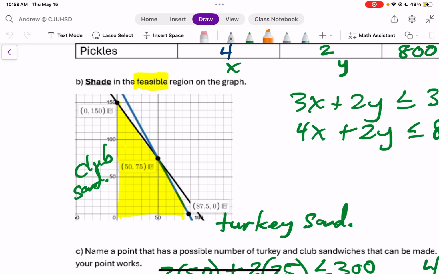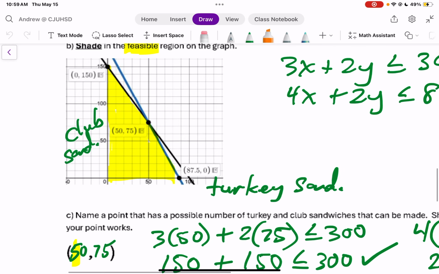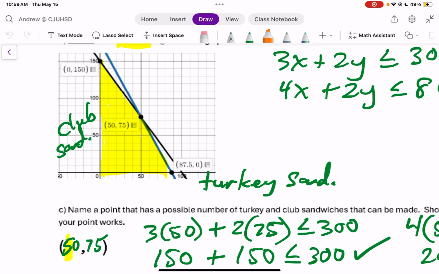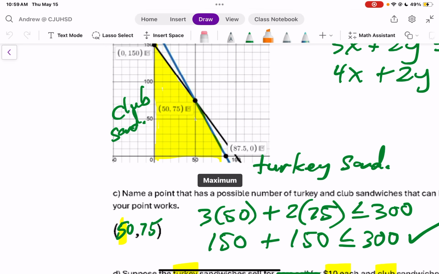There's 0, 150, that means make all club sandwiches. There's 50, 75, that's 50 turkey and 75 club. And then finally, this point over here, 87.5 and 0, well, that's not really possible when you're talking about sandwiches because you can't have a half sandwich that you're selling. So you would need to go down to 87 turkey sandwiches and no club sandwiches.